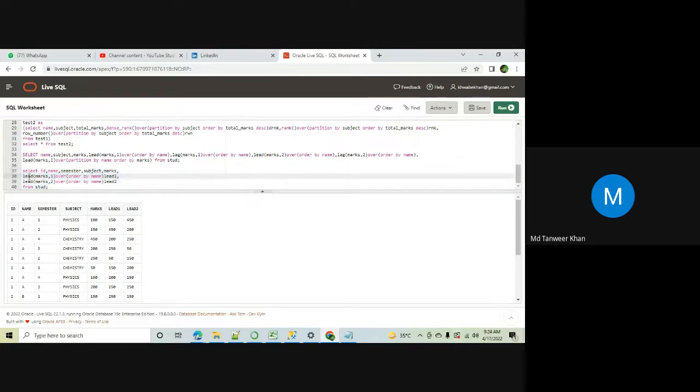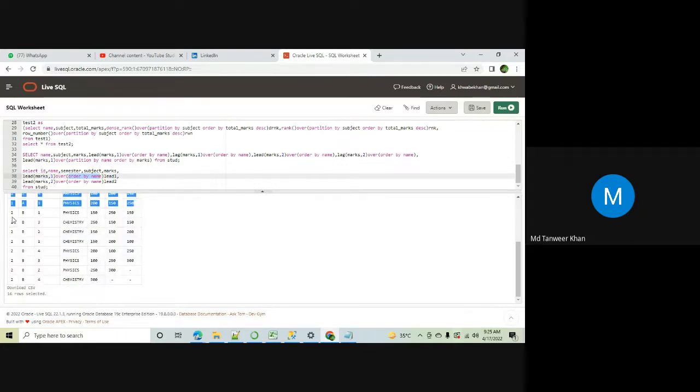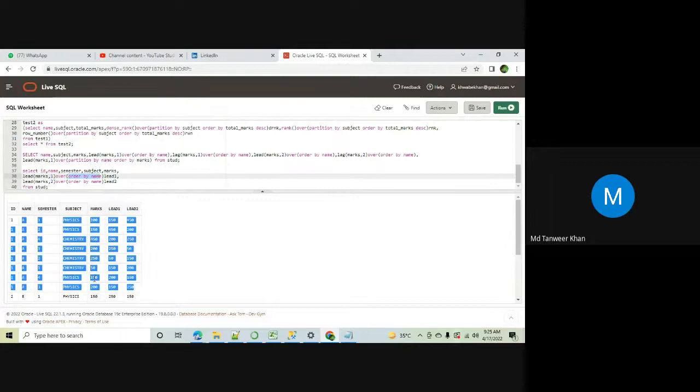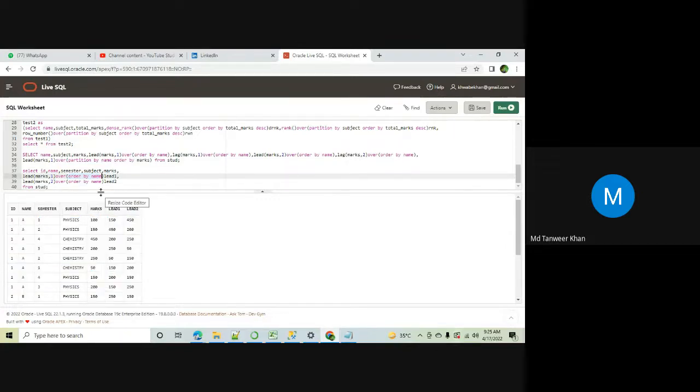Okay. So syntax, I've written lead marks, comma 1. Comma 1 means I want to shift it by one place above. Order by name. Order by name I've written. So why order by name? So you see all the names are in order. All the A are in one group and then all the B are another group. Suppose you want that, no, I want to shift by order by marks. So instead of name, you can write order by marks.